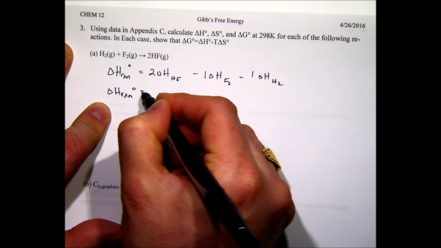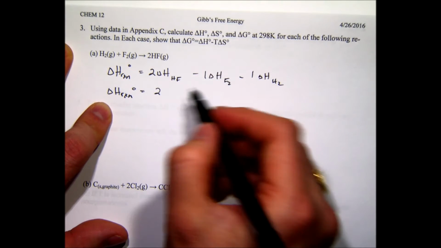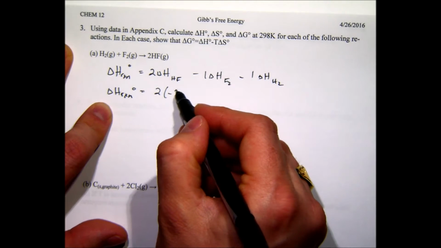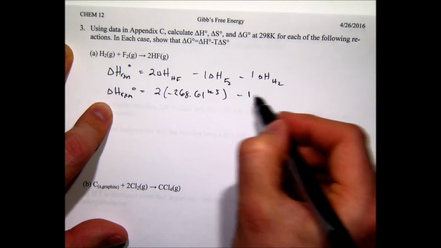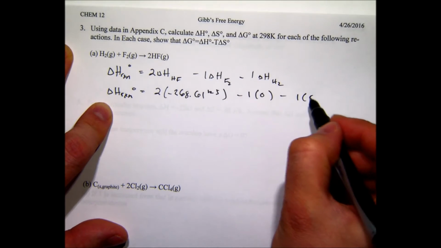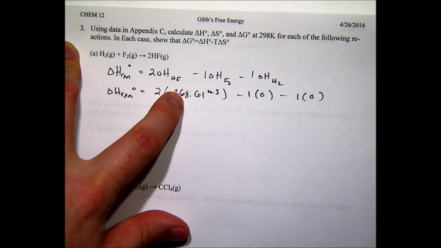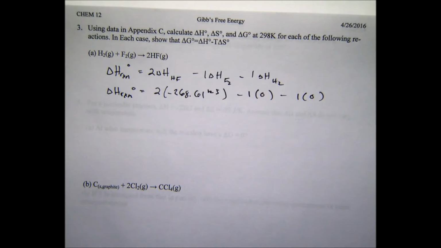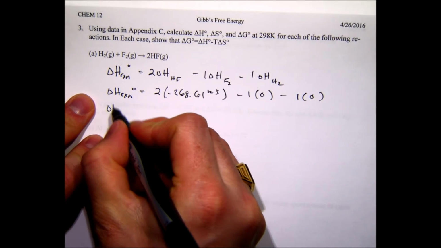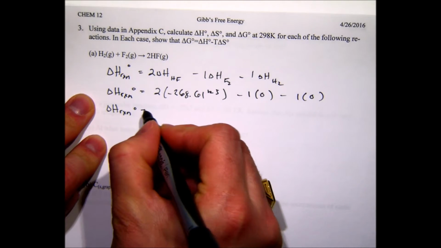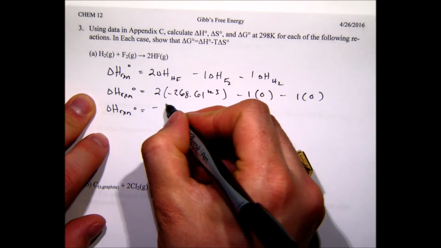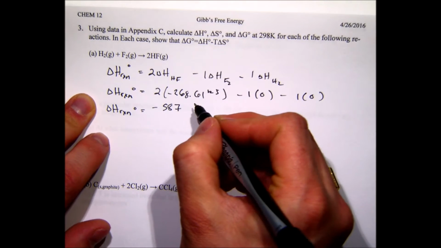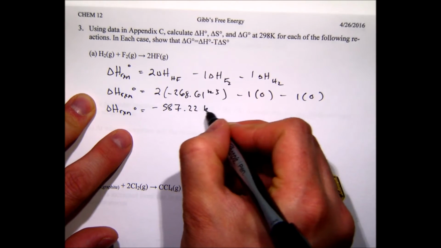Delta H of reaction is equal to 2 times negative 268.61 kilojoules minus 1 times 0 minus 1 times 0. We're just getting these numbers from Appendix C, or a table of thermodynamic values, just paying attention to our states. Delta H of reaction is equal to negative 587.22 kilojoules.